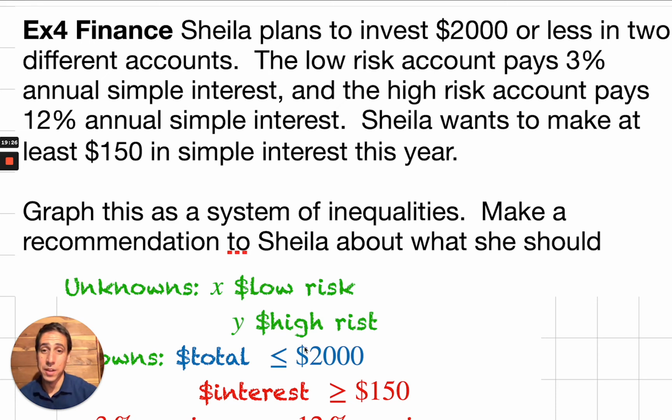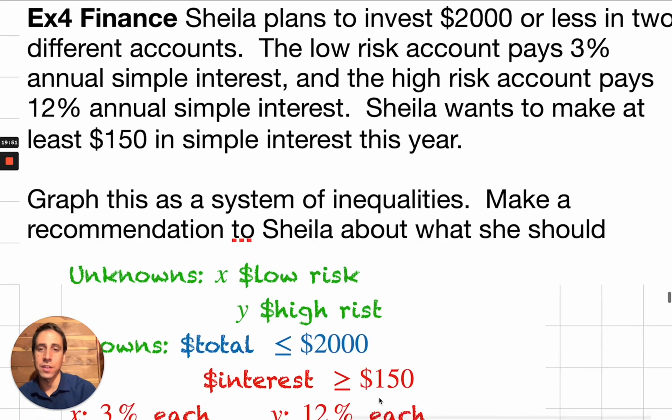If you wanted to make that recommendation, she doesn't have to spend all her money on these accounts, but she can spend max. She's budgeting $2,000 for this, no more. That's why we use the less than or equal to symbol. And then she's got a goal of $150 she wants to make at the very least. 200 would be nice. 500 would be great, but she's got a goal of 150, and you've got to at least hit that. So that's why you're using the greater than or equal to symbol, because the interest actually could be bigger than 150. That's your goal.